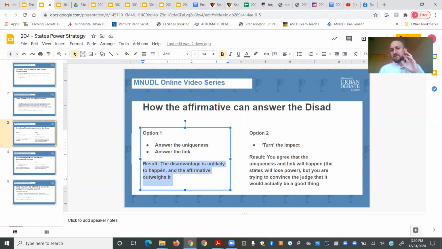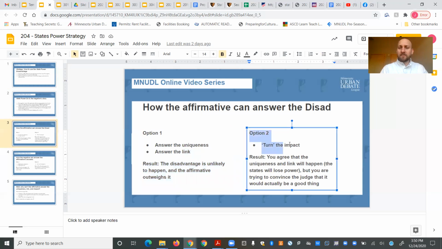So the result of this strategy, this option, is to say that the disadvantage is really very unlikely or it's already happening, so the plan doesn't cause it anymore. And therefore, since the disadvantage is really unlikely, it doesn't really do anything, the judge should prefer the benefits created by passing the plan, right? So the harms of the disadvantage are very unlikely, not going to happen, but the affirmative is very likely, right?